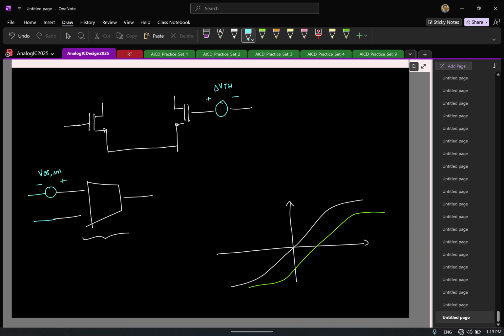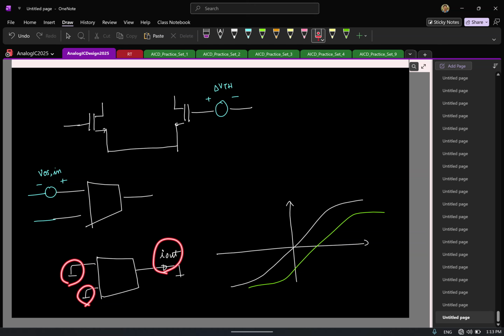Again, finding input referred offset, same principles. You take your circuit with offset, short the input, and find, for example, the short circuit current. Ideally, if they are matched with zero input, you should get zero output. If there is a mismatch, even with zero input, you get a non-zero output. Now all I need to do is refer this current back to the input. So what will I do to get VOS in?